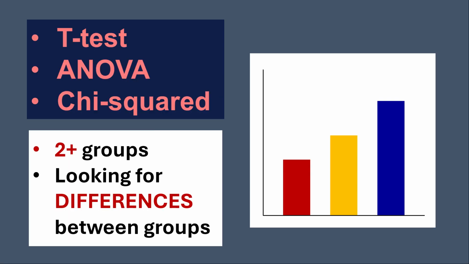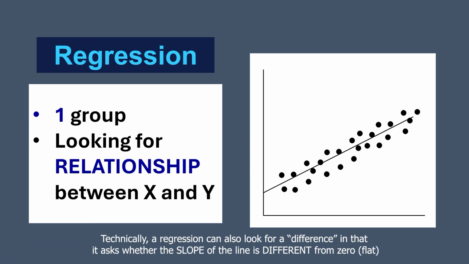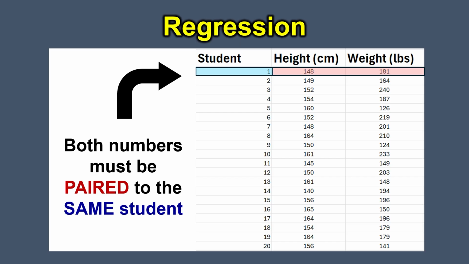So an important thing to remember is that with the other tests, we split the data into 2 or more groups and we're looking at differences between those groups. But with a regression, all the data is combined into one group. So now we're just looking for a relationship between x and y. This is also why we can only do a regression if x and y are paired to the same group.